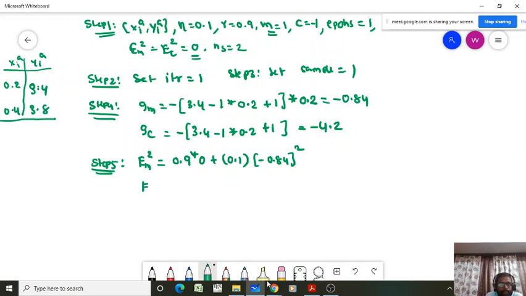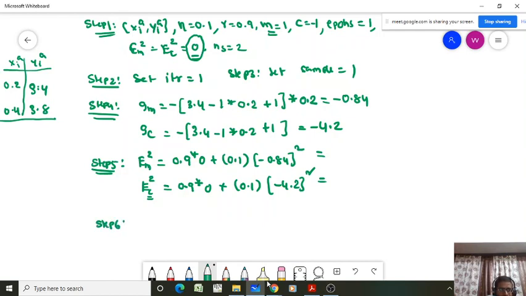Similarly, you have to calculate the exponential decaying average of squared gradient with respect to the model parameter c, that's equal to 0.9 multiplied with 0. Why 0? It is 0. Plus 1 minus gamma, 0.1, into minus 4.2 whole square. So we have to calculate these two, right? Once you get these two values, then we have to go to step 6.